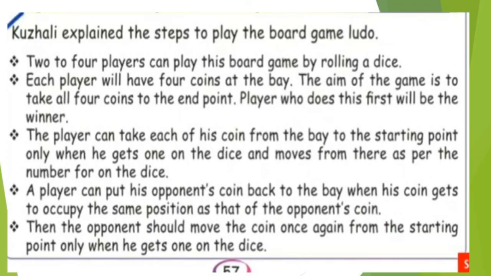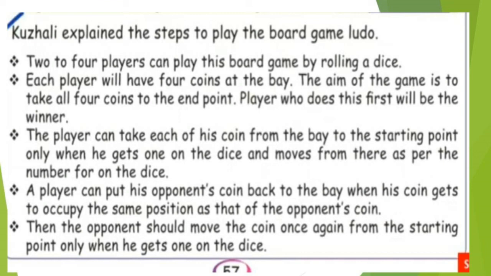Kurali explained the steps to play the board game Ludo. 2 to 4 players can play this board game by rolling a dice. Each player will have 4 coins at the bay. The aim of the game is to take all 4 coins to the end point. Player who does this first will be the winner.